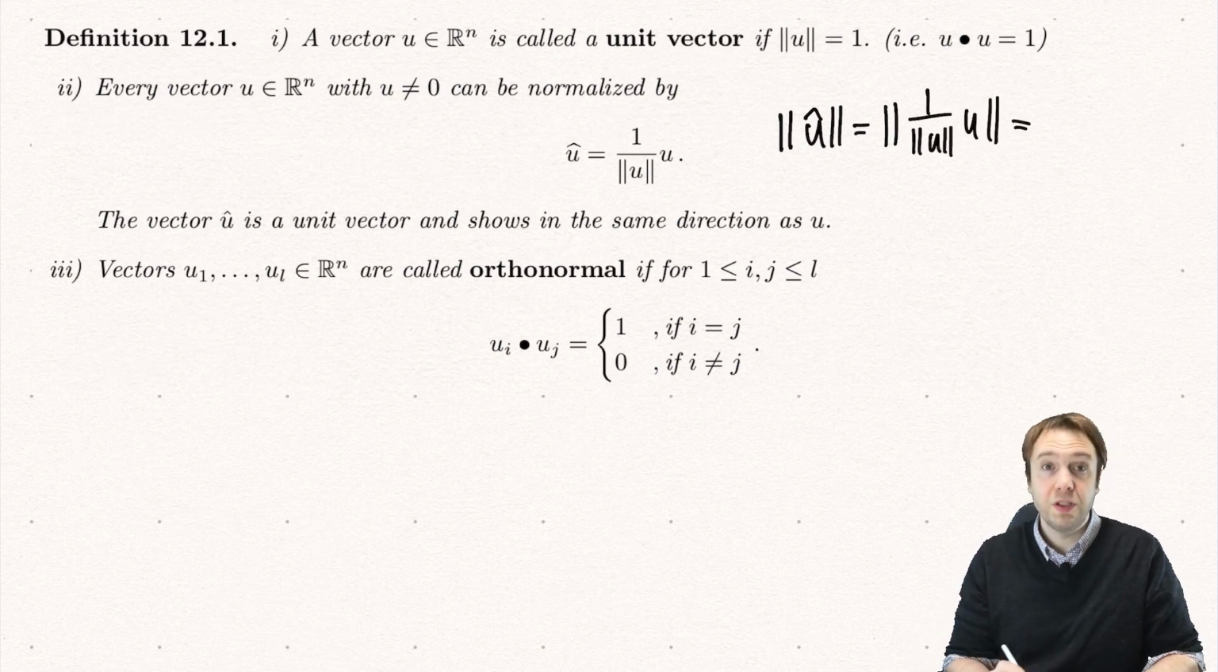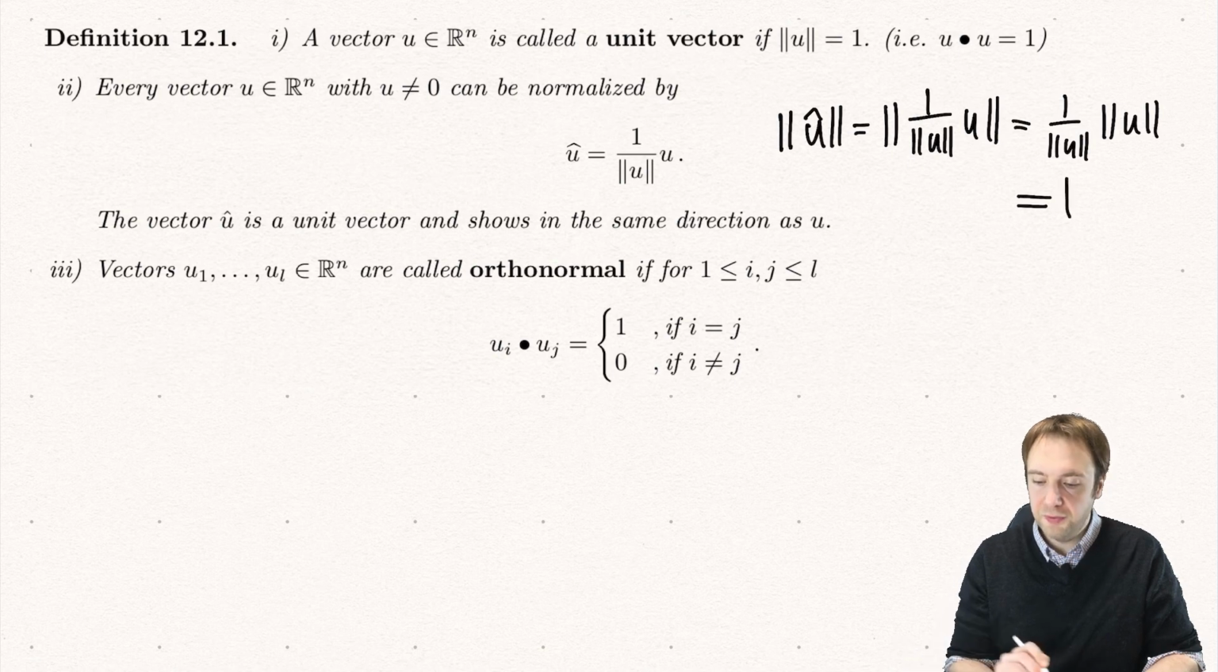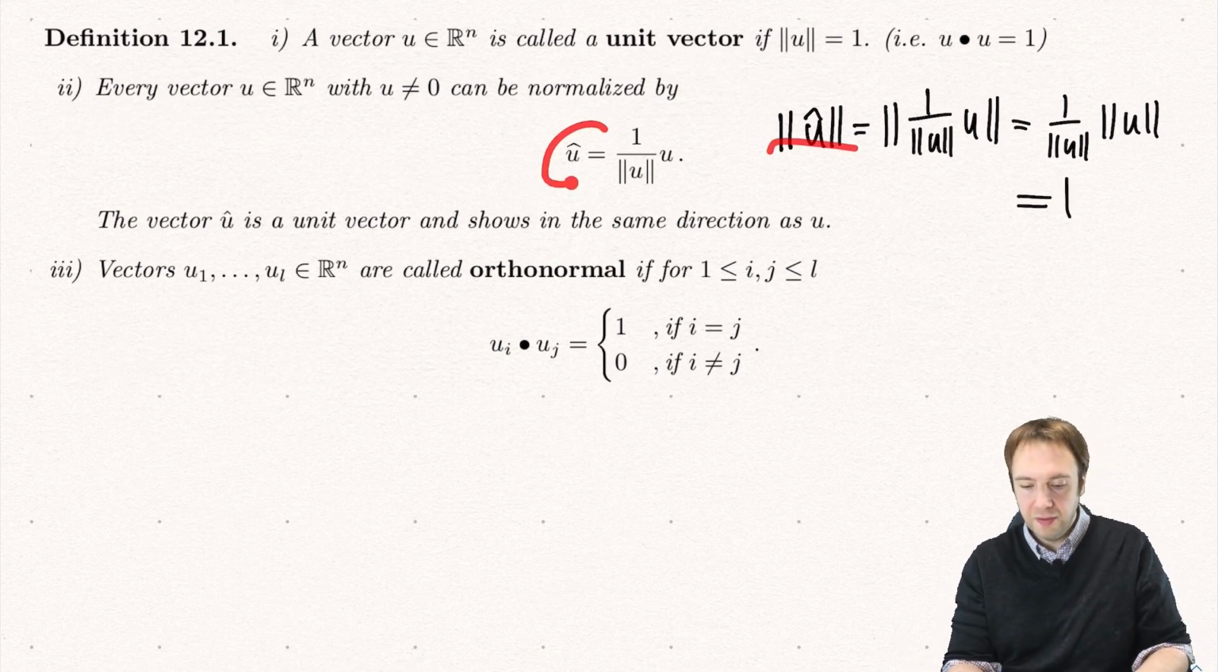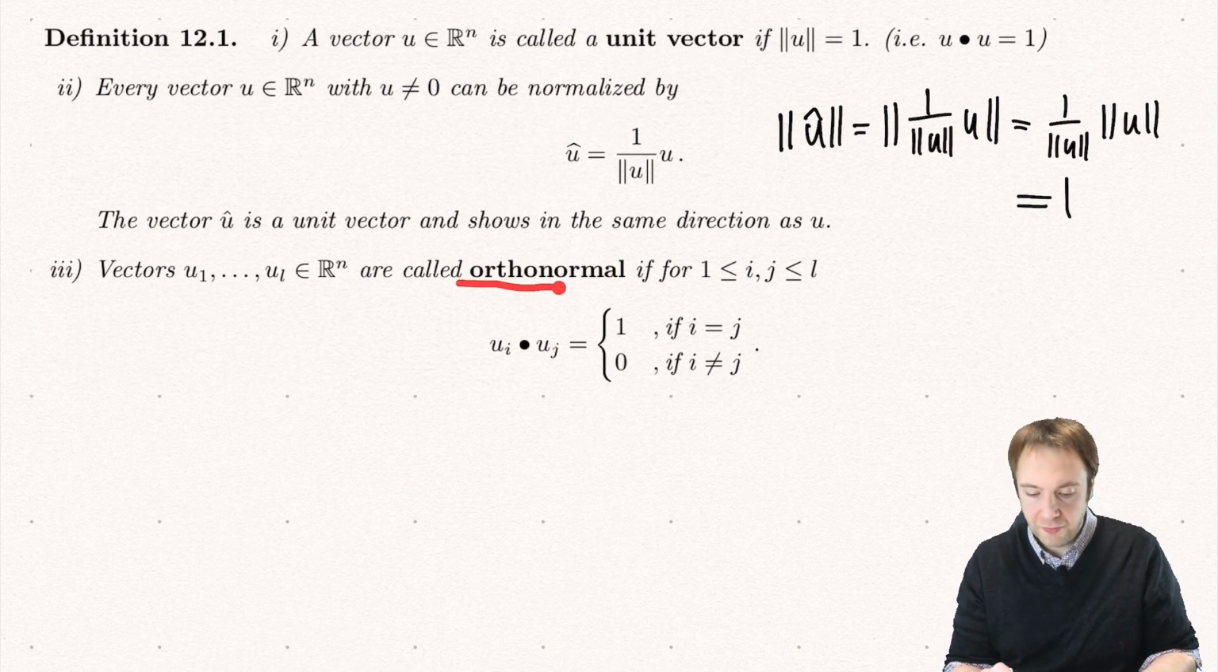And by this property we saw before, if I have a scalar times a vector, then I can put the scalar in front. So this here is always positive, so I don't need to take the absolute value. And here I just have the norm of u, and therefore this is a 1. And therefore this is a unit vector. And now the important new notation here is the notation of being orthonormal.